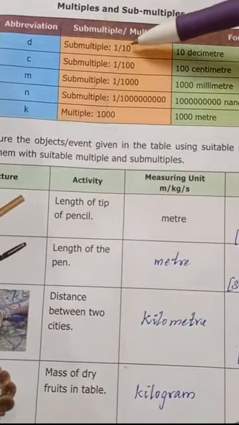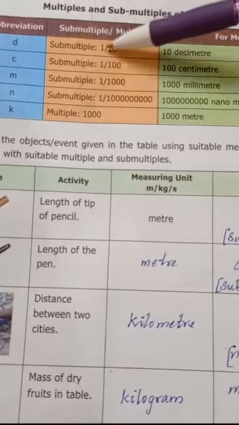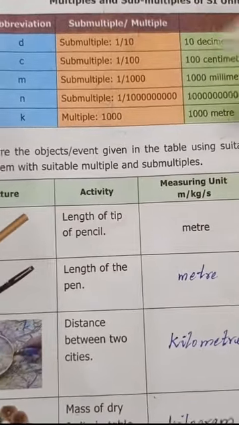Can you see here how we got this 1 by 10? You may be wondering, how did we get this 1 by 10? How did we get this? From here only we got.